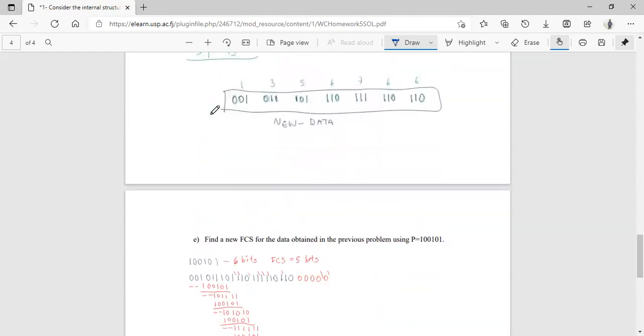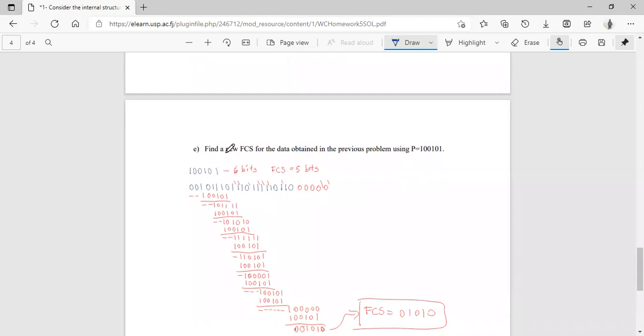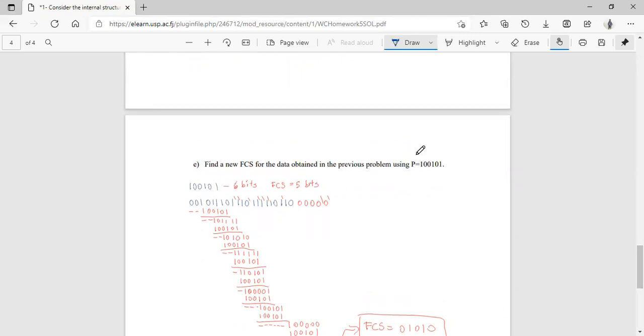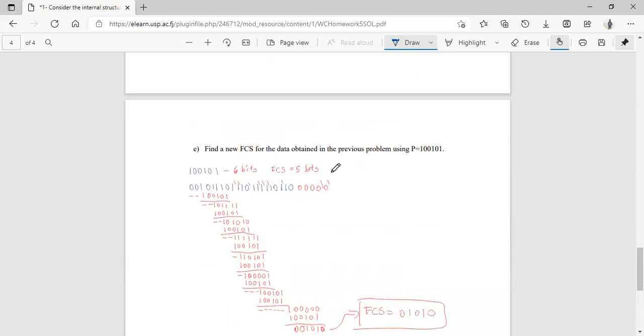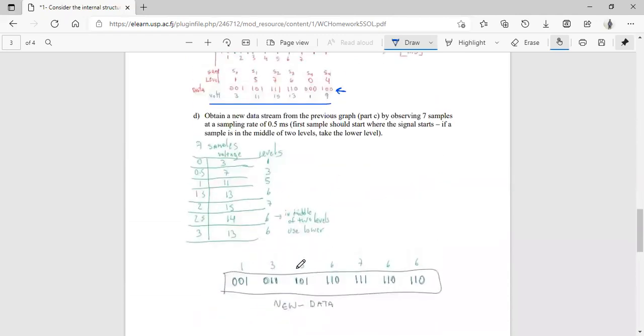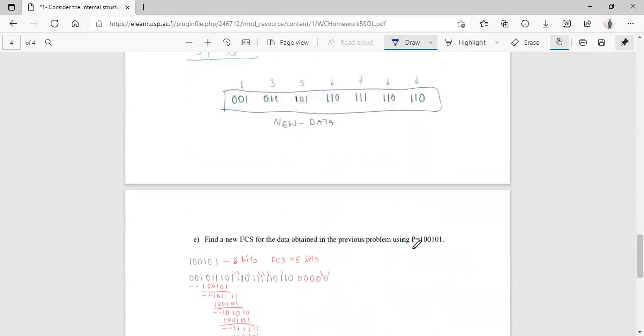Moving on to the last part of this particular question, it says E, find a new FCS for the data obtained in the previous problem using P is equal to 100101. Based on our previous question, this is the new data stream that we have. For this particular data stream, this is the polynomial that is given. Now we have to find our FCS for this particular data stream.